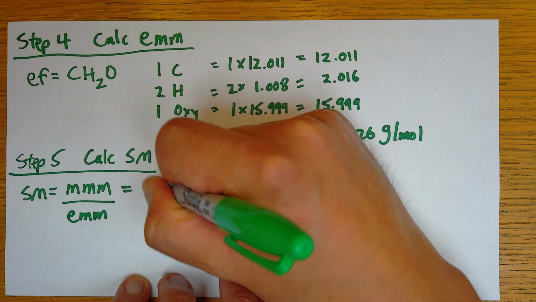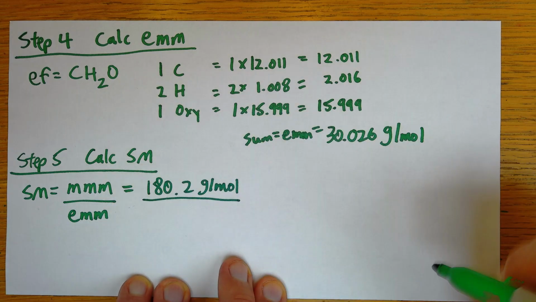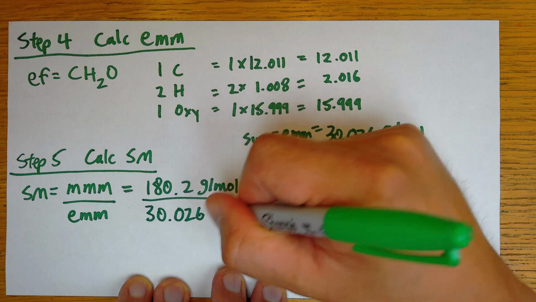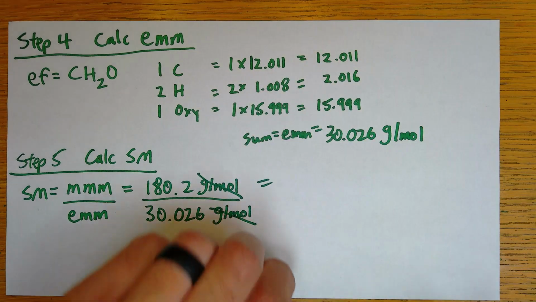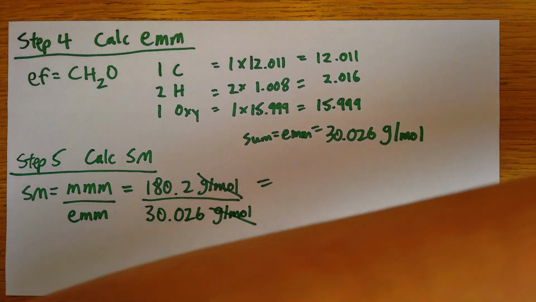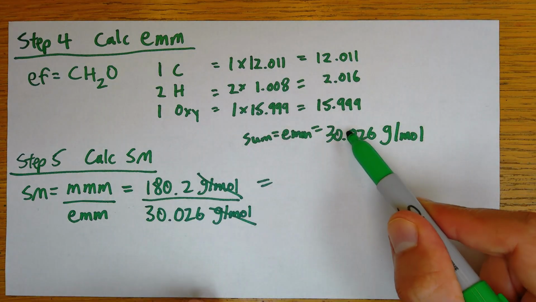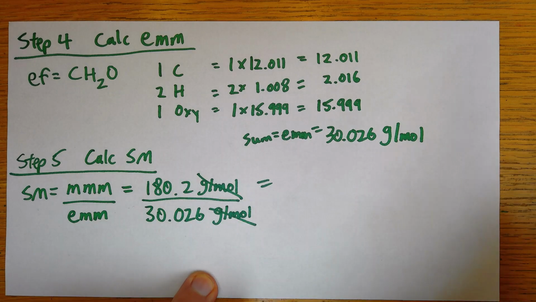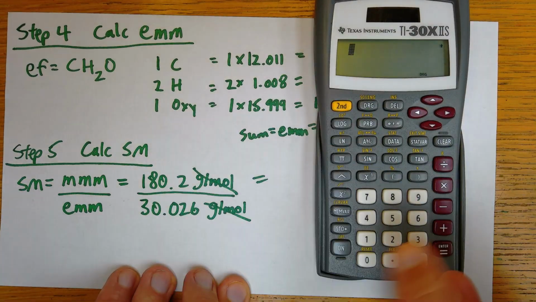So 180.2 grams per mole, and then we'll divide it by the 30.026 grams per mole. Goodbye go our units. The idea of the subscript multiplier, as I try to find my calculator, is to see how many times this empirical formula fragment fits into the actual molecule. This feels like it's going to be about 6 to me.